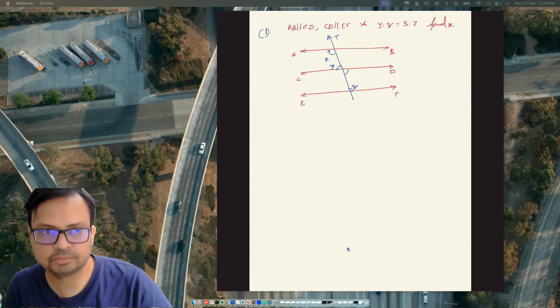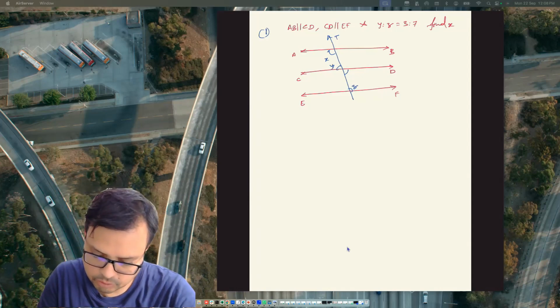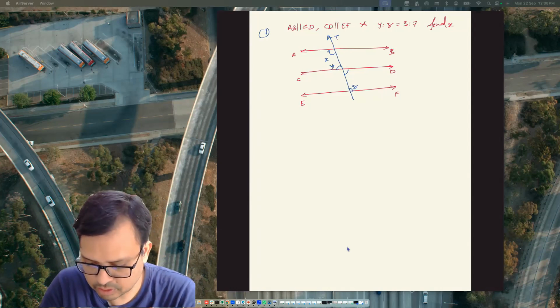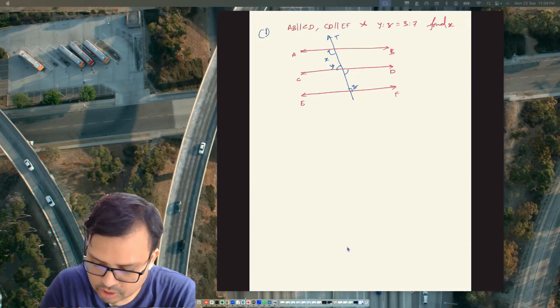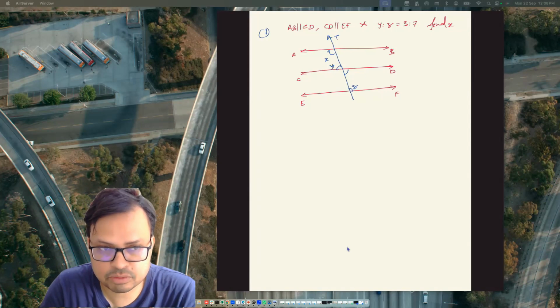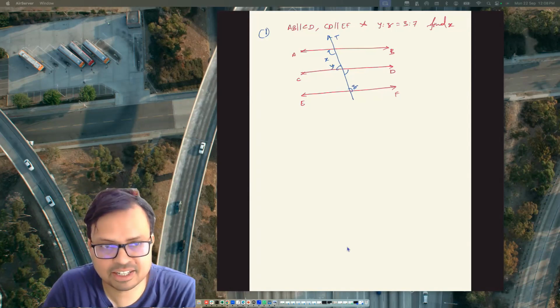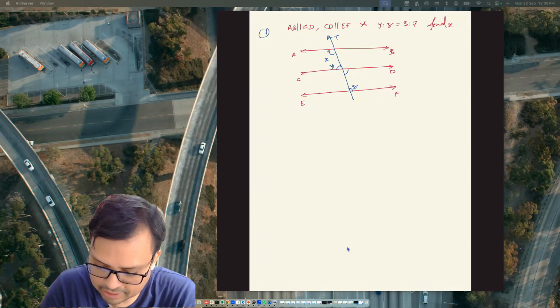All right. Let us see what we have got here. It's always important that you understand what is given and what people are asking you to compute. There are three parallel lines given here. AB is one parallel line, CD is another, and EF is another parallel line. There is a transversal that cuts all three parallel lines.